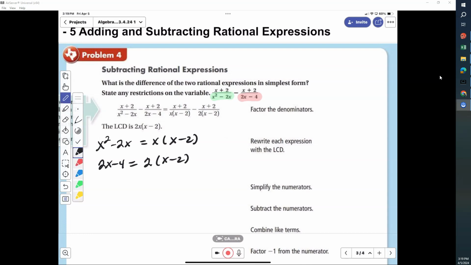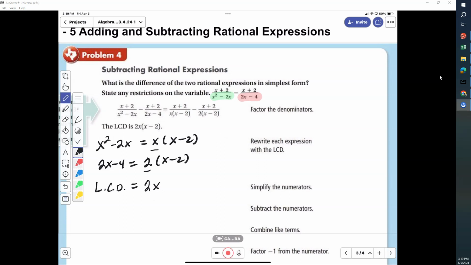I just factored. Now to find the LCD, you're going to look at each factor and you're going to use the factor and how many times it comes up the most. So for example, x only comes up once, so you're going to use x. And then 2 only comes up once, so you're going to use it. So your LCD is going to be 2x.